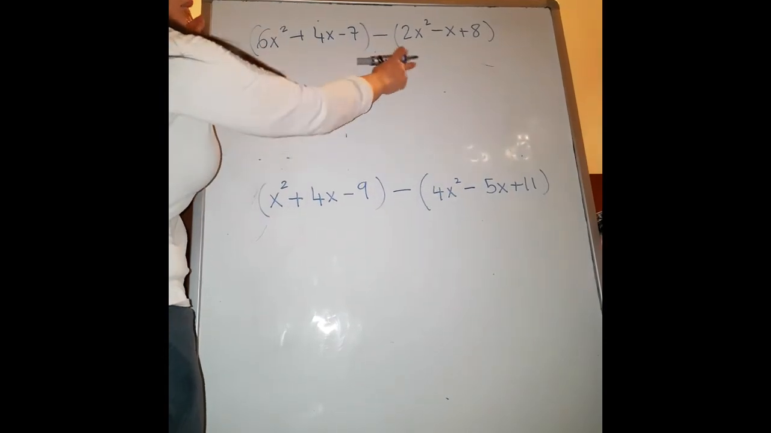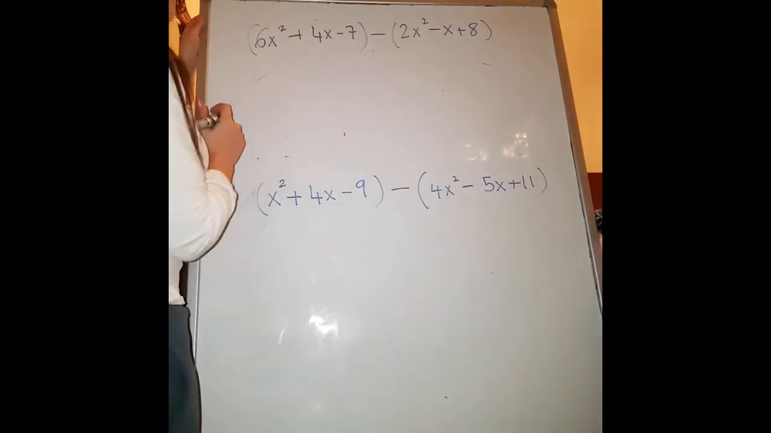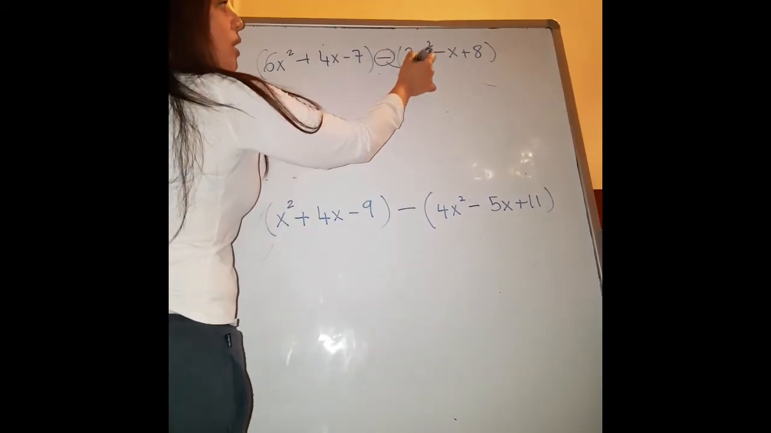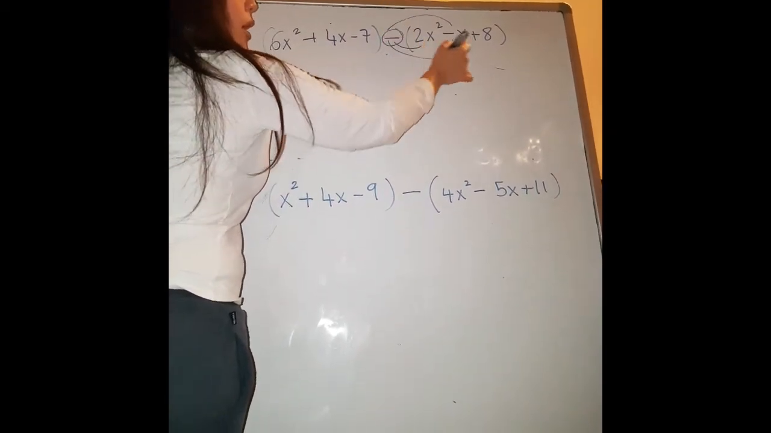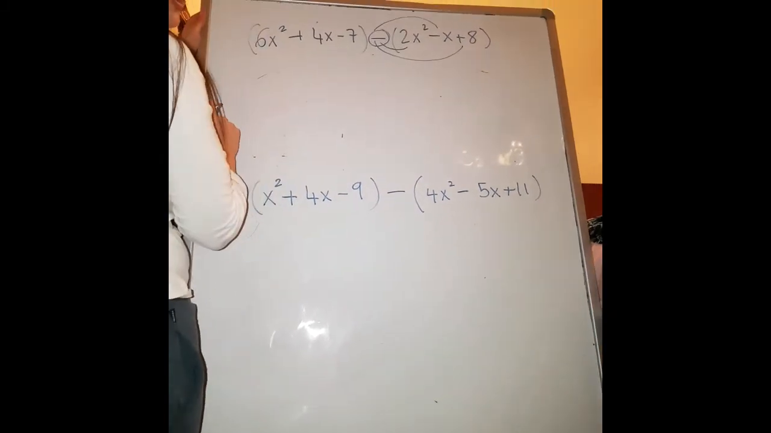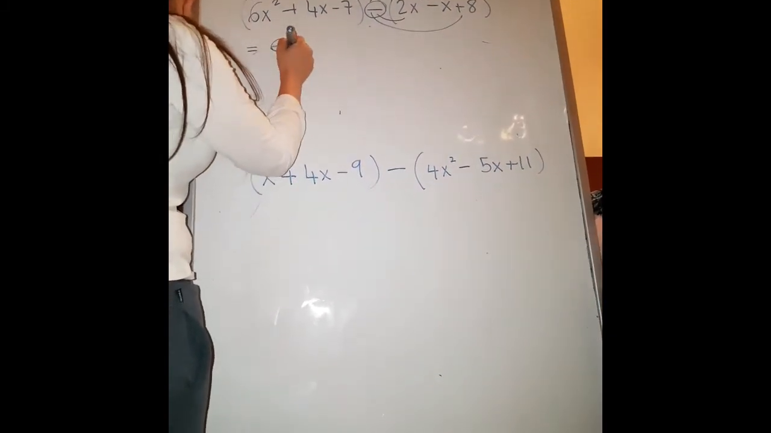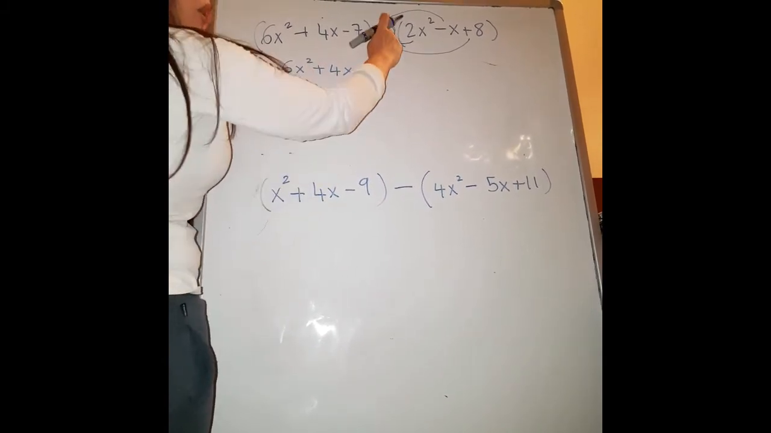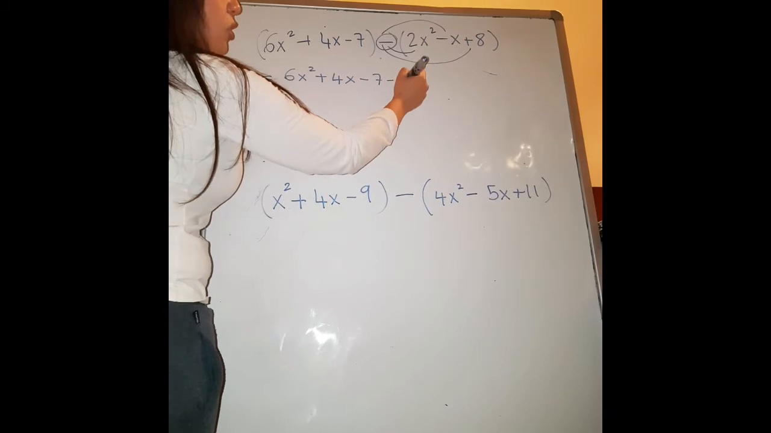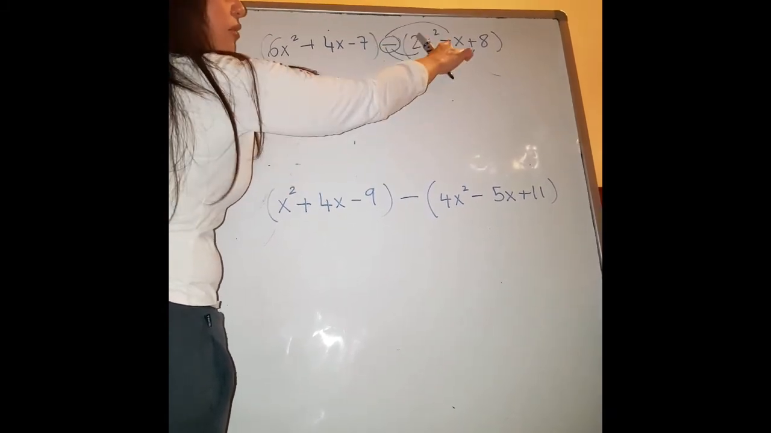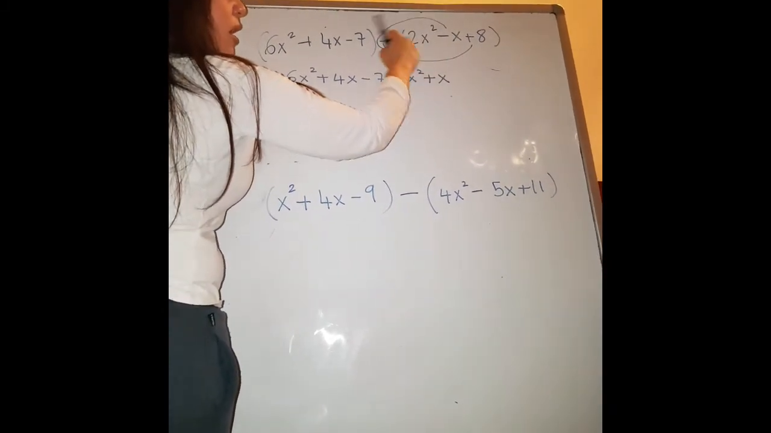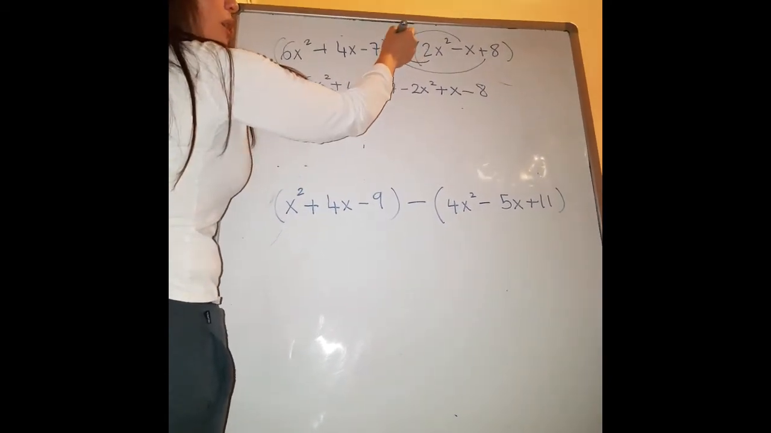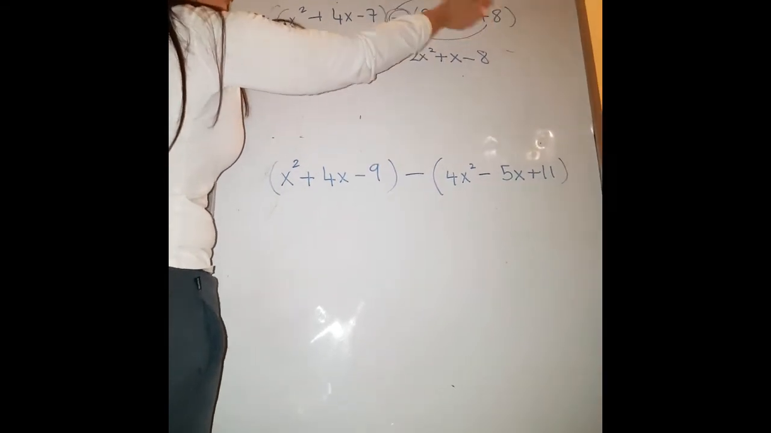Alright, our second example is this again. The first thing I do, I take off my parentheses, but here I have a negative sign. What do I do? I distribute it into my parentheses. I rewrite the first parenthesis as it is, 6x to the second plus 4x minus 7. And then a negative times a 2 gives me a negative 2x to the second. A negative and a negative give me a positive x. A negative and a positive give me a negative 8. So I am distributing the sign to the second parenthesis, not to the first.